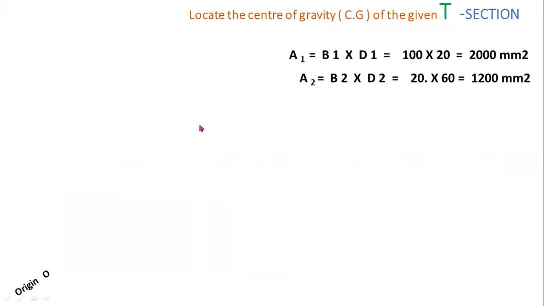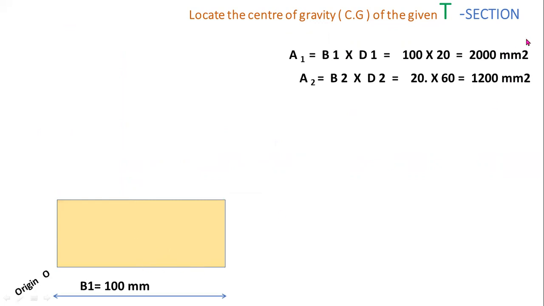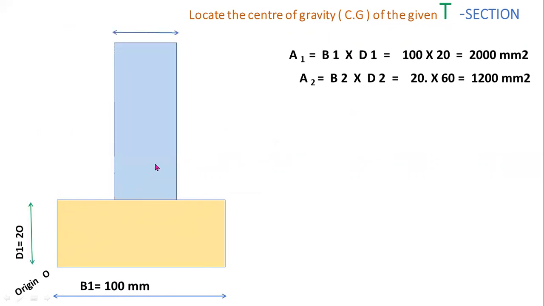Now coming to another example, look at the centroid or center of gravity of the given T section. This is the inverted T section. Base B1 equal to 100 mm and depth D1 equal to 20 mm. Here the base B2 equal to 20 mm and depth D2 equal to 60 mm. This is the given diagram. So you have to locate the centroid or center of gravity of this inverted T section.